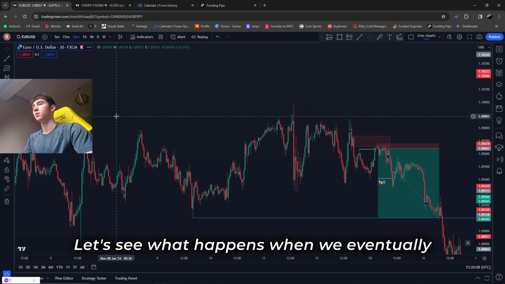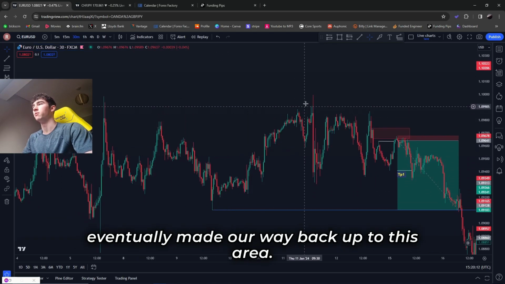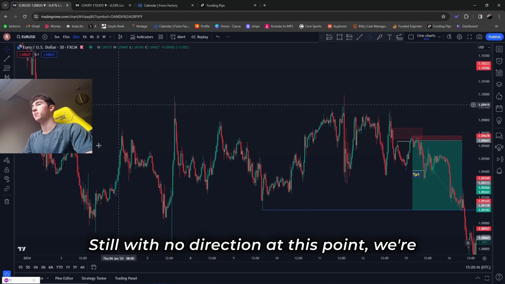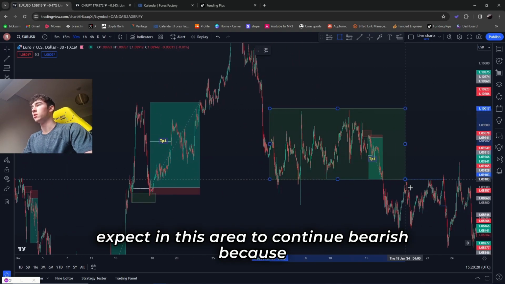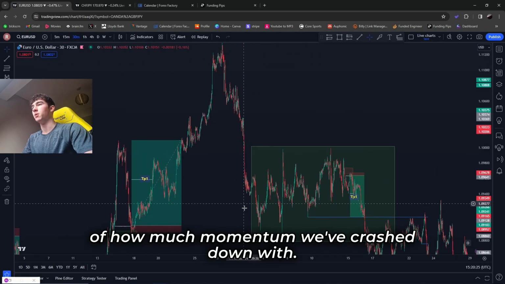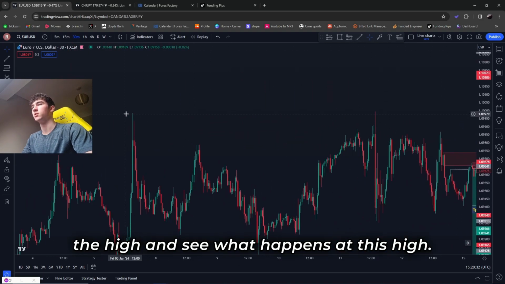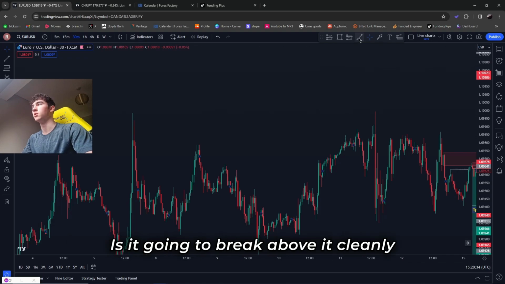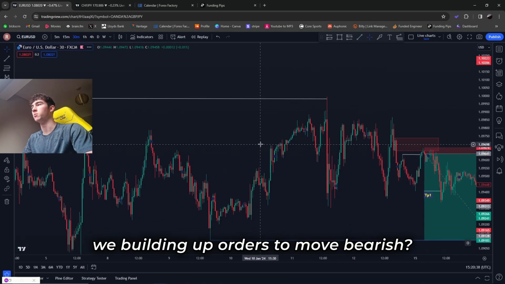When we eventually make our way back up here, we've made a higher high, a lower low, and we eventually made our way back up to this area. Still with no direction at this point. We're sort of consolidating, building up orders. You would expect in this area to continue bearish because of how much momentum we've crashed down with. So what we're looking for next is to retest the high and see what happens at this high. Is it going to break above it cleanly and we're going to continue bullish? Or are we building up orders to move bearish?